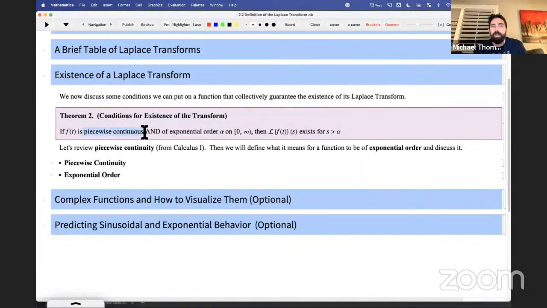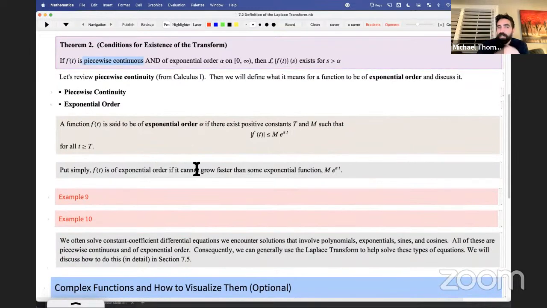So piecewise continuity we got down. Exponential order. So a function is said to be of exponential order alpha if there exist positive constants t and m such that the magnitude of the function is less than a constant times an exponential function, e to the alpha t. That's our bound. If you can find an m, a capital M constant, and an alpha constant such that the function is trapped below that, that's enough to ensure that the function is of exponential order. This basically means that it can't grow faster than this guy. Okay, so let's look at an example.